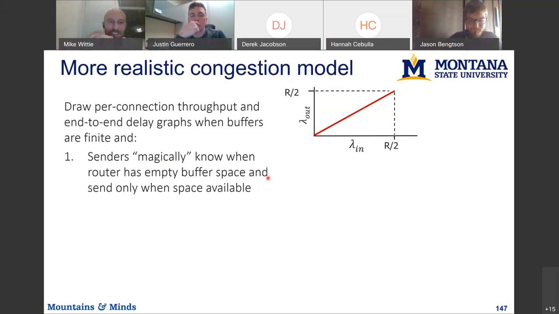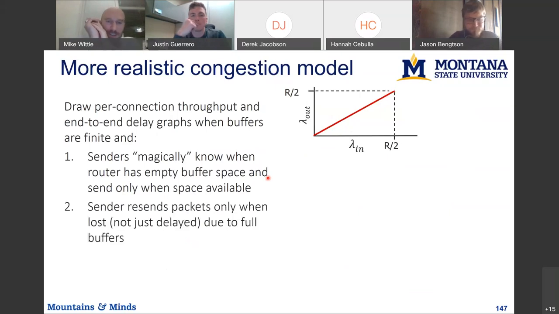Next question. The sender resends packets only when they are lost, not just delayed, due to the buffer being full and packets being lost. The clients are sending some data to the router. They don't know exactly what's in the router buffer, because that's magic. But when a packet gets lost because it doesn't fit into the buffer, they magically know that somehow, and they resend that one packet that got lost.